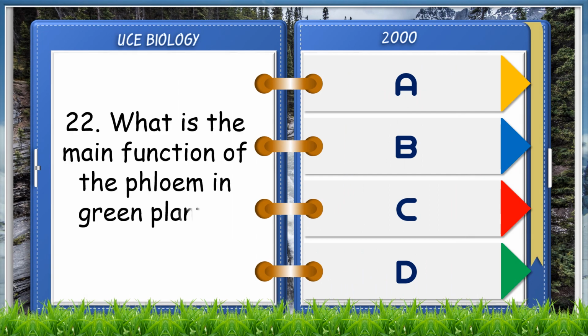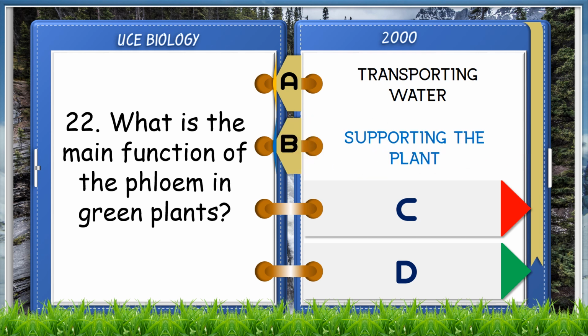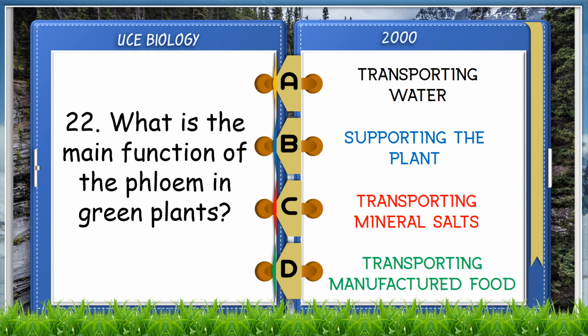What is the main function of the phloem in green plants? A. Transporting water. B. Supporting the plant. C. Transporting mineral salts. D. Transporting manufactured food. The answer is D. Transporting manufactured food.